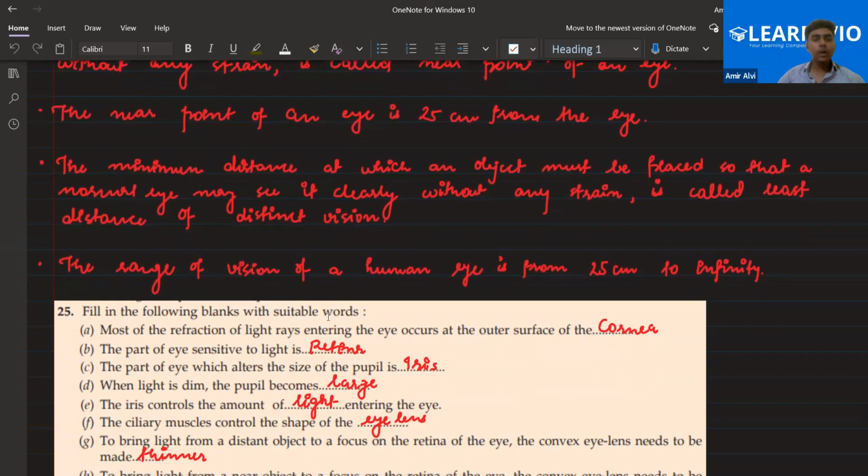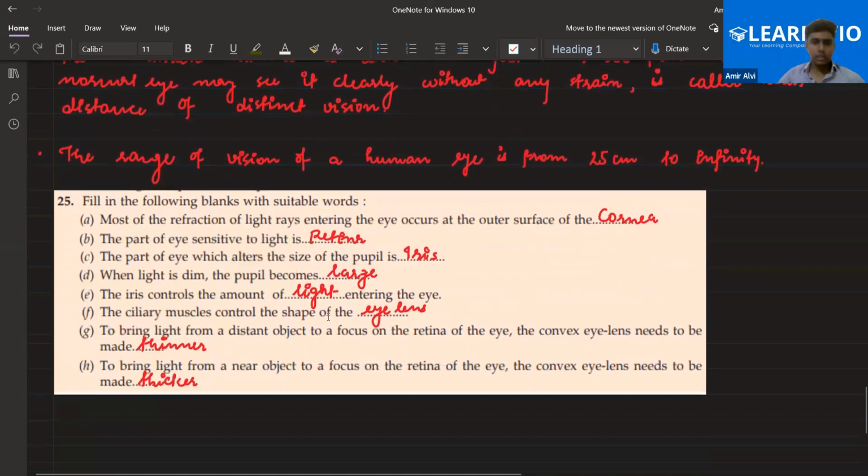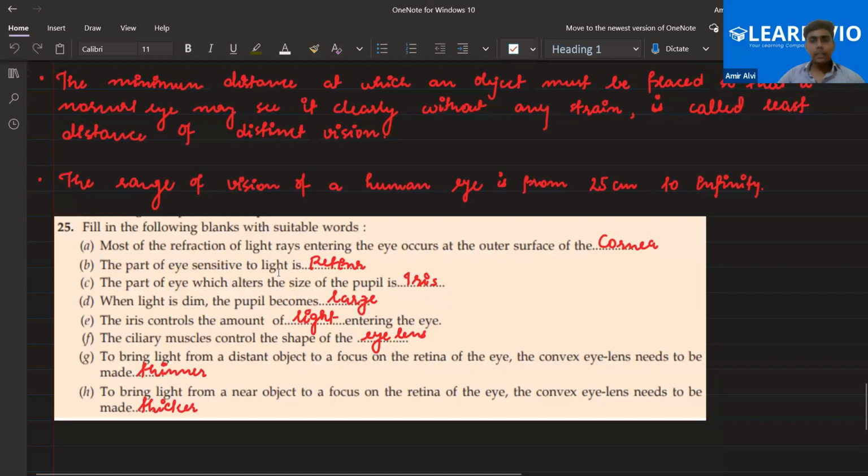Next, now let's understand this. You can say we will fill in the blanks. Most of the refraction of light entering the eye occurs at the outer surface of the cornea. So the cornea is the point at which the maximum refraction will happen.